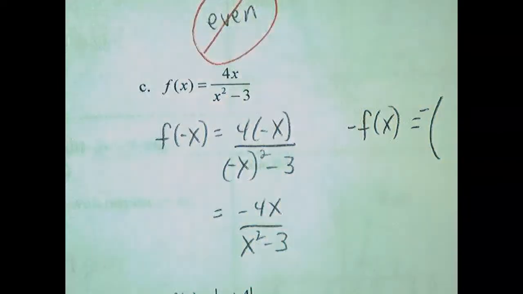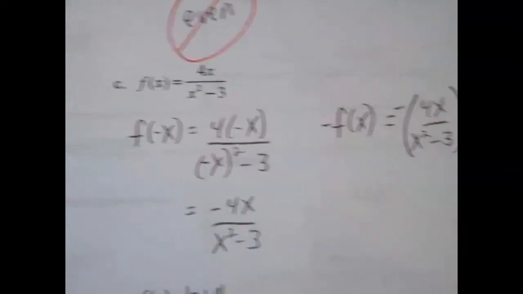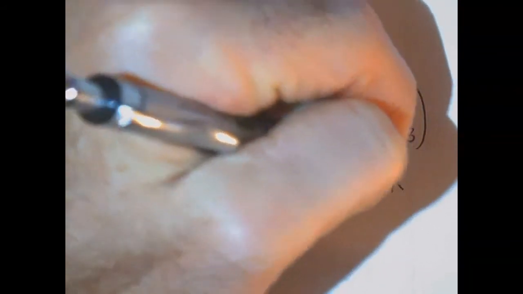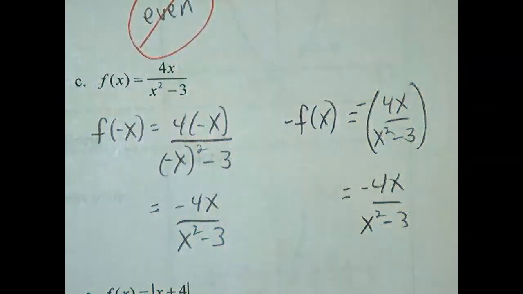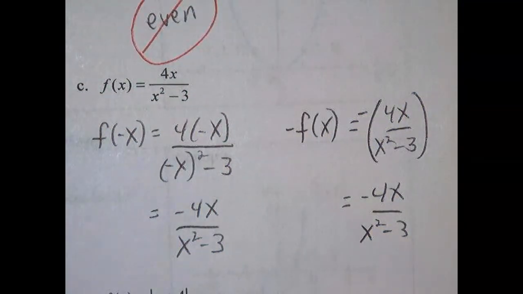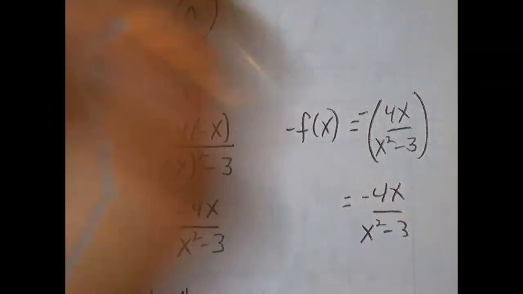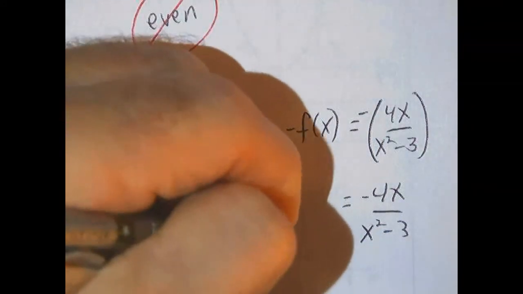So let's take the opposite of f of x, which is putting a negative sign in front of the whole thing. And remember that when you have a negative sign in front of a fraction, you can put it in the numerator or the denominator. We'll put it in front of the numerator, because then it is exactly the same thing. So now we see that f of negative x is the same thing as negative f of x, and that makes this also an odd function.